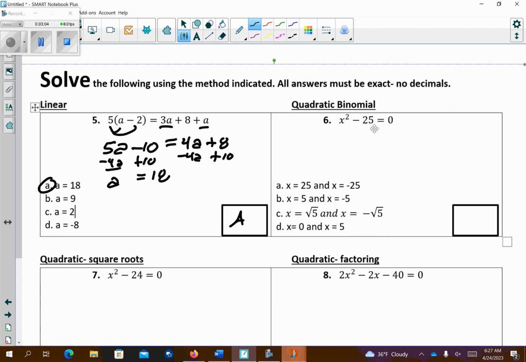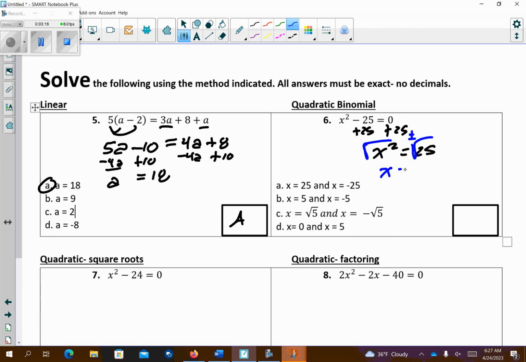Problem number 6. This is the difference of two squares, or you could just add 25 to both sides. So you're going to get x squared equals 25. Remember, when you go root, root, don't forget the plus minus. So plus or minus square root of 25 is 5. So 5 and negative 5 are my answers, which is B.